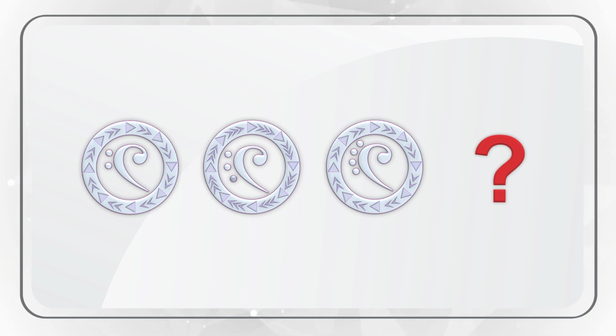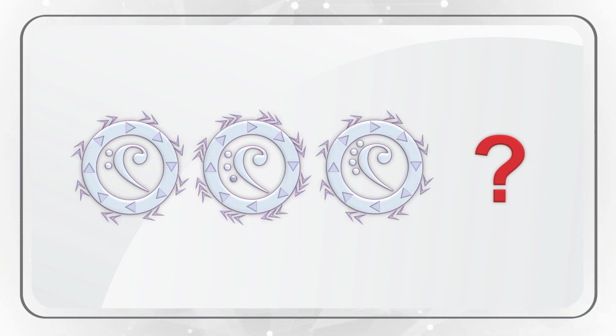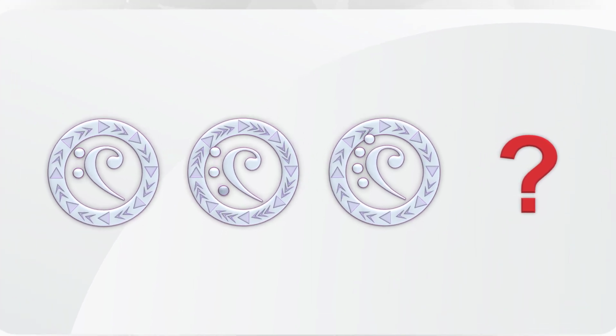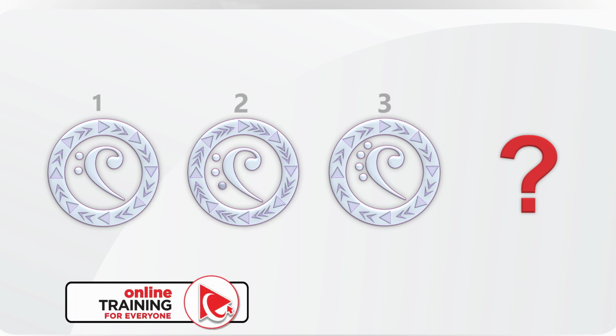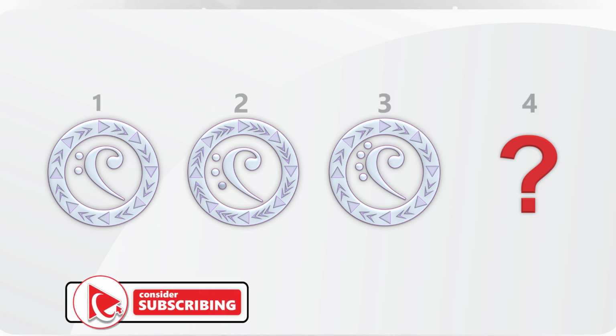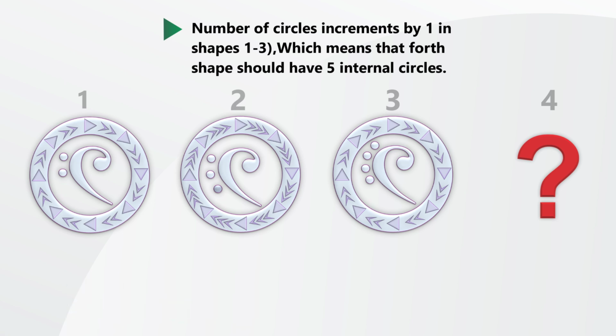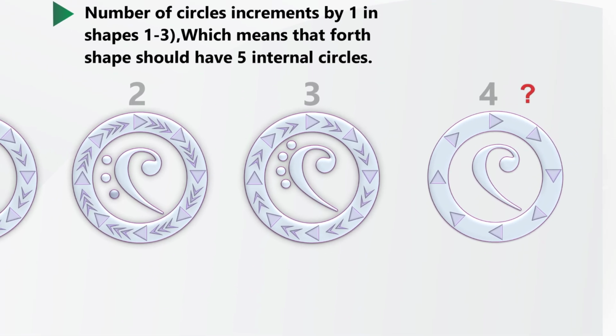If you look closely at the outer circle, it's filled with triangles and those checks, which are moving clockwise. The inner circle also has smaller circles inside. Let's name our items in the original pattern as item 1, item 2, item 3, and then the missing item we will name item 4. This will help us to define the pattern. Number of circles increments by 1 in items 1 through 3. For example, item 1 has 2 circles, item 2 has 3 circles, and item 3 has 4 circles, which means that item 4 should have 5 circles.